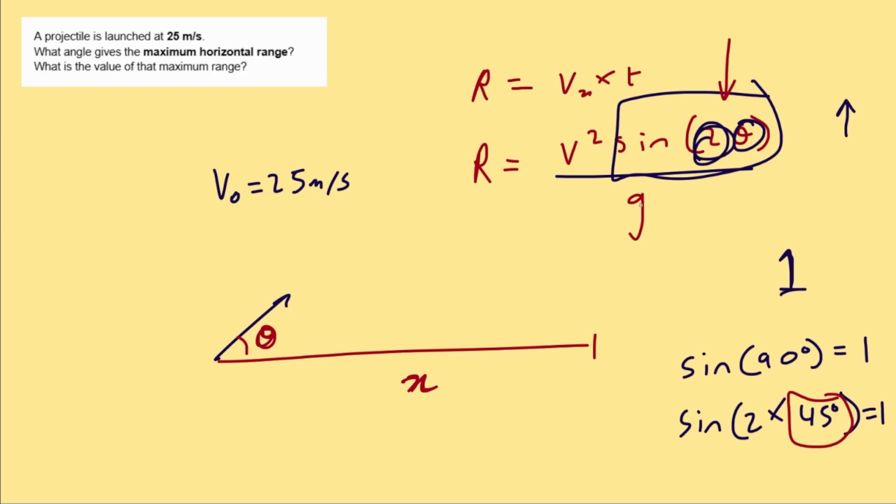So if you didn't see this one immediately, that's expected. If you did, that's impressive. So that's the first thing. 45 degrees is the best angle to launch our projectile. What about the distance covered when we launch it at the optimal angle 45?